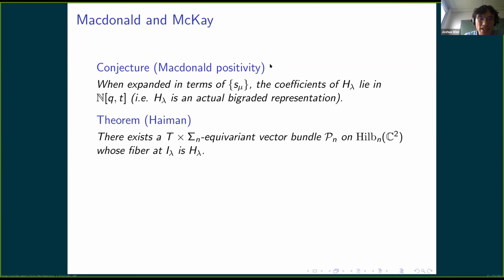This was proved by Haiman. You asked if it was an actual representation. Here's the representation. He constructed this T cross S_n equivariant vector bundle on the Hilbert scheme of C2. This is called the Procesi bundle, whose fiber at the fixed point corresponding to lambda is exactly H lambda.